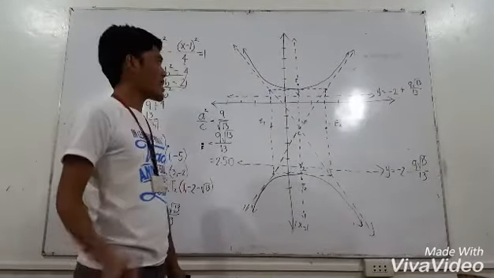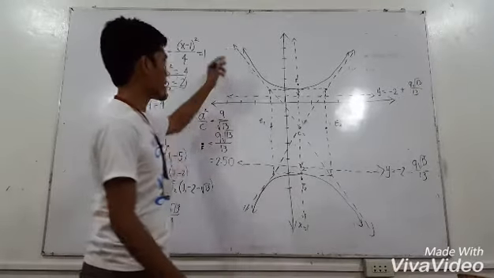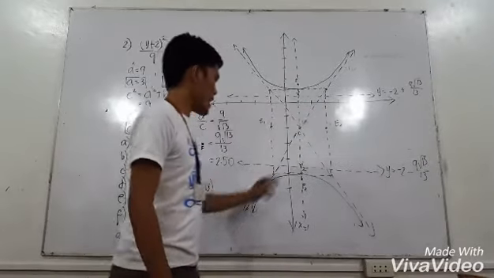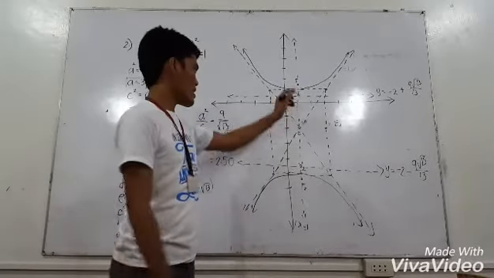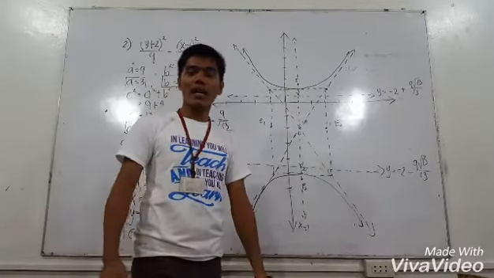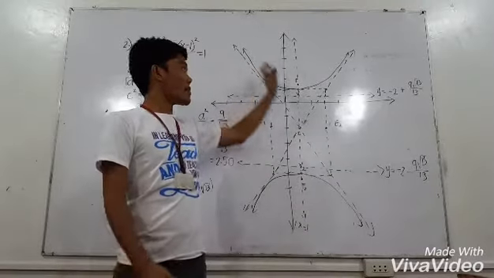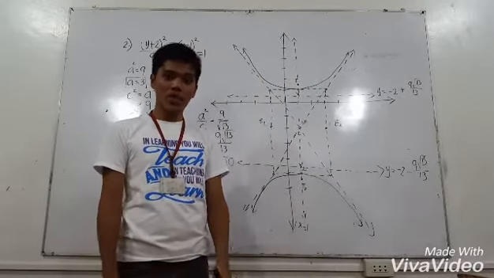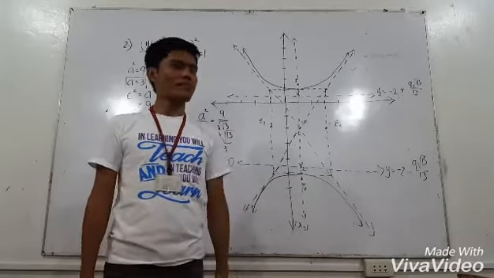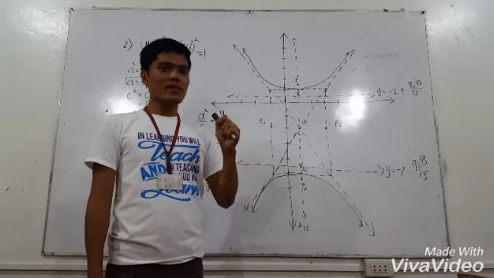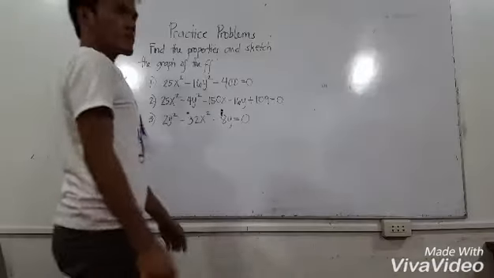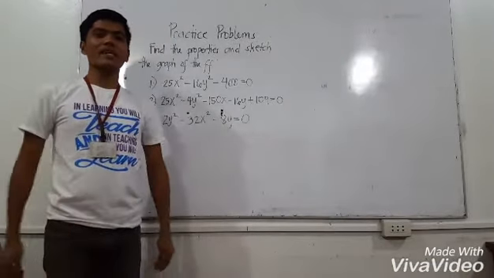Take note, class. The part of the hyperbola is this one and this one. All the other portions, the points and the broken lines, will just help you form your hyperbola. Okay? Any question? Any clarification? Okay, so we are done with the examples.